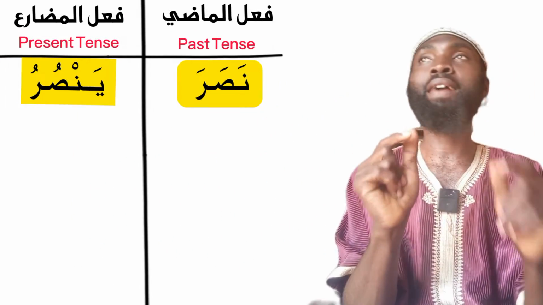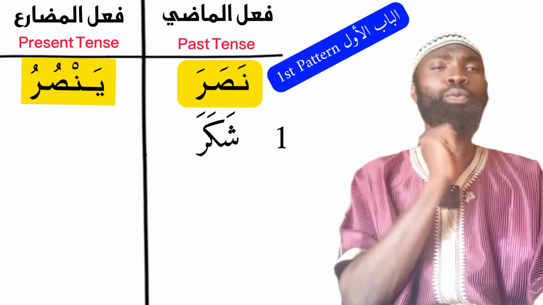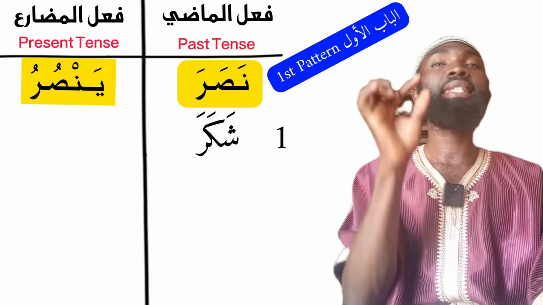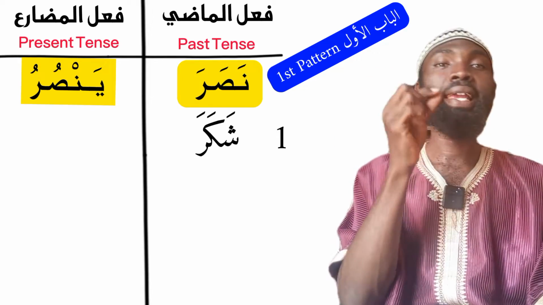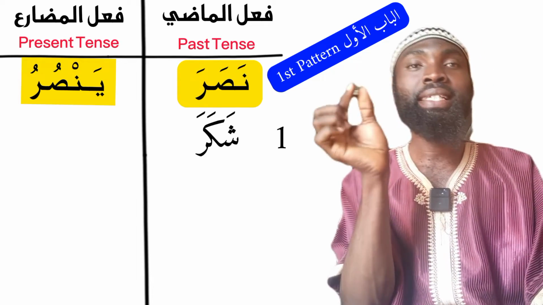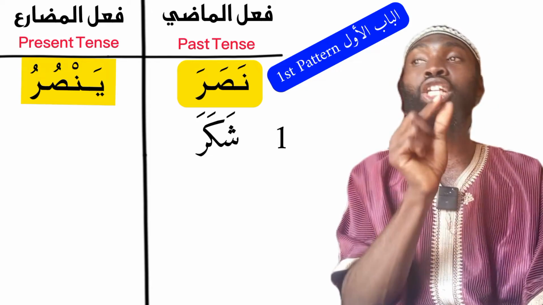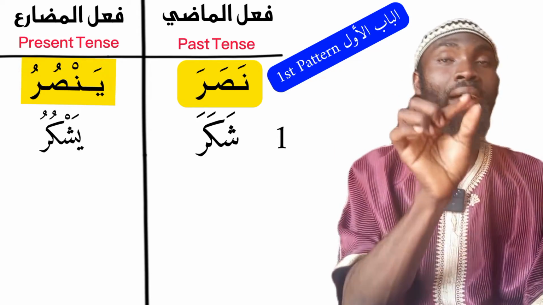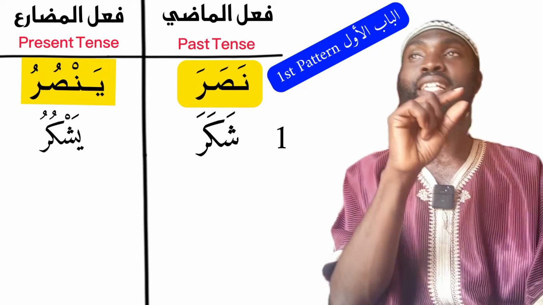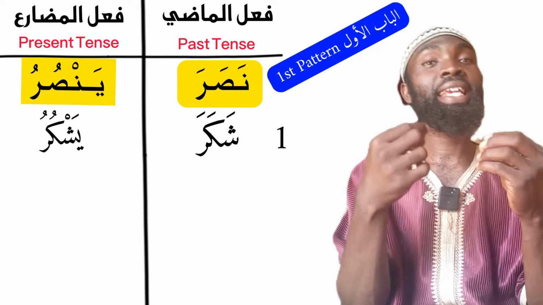So the first verb that falls under this pattern is the verb shakara. Look at it. Nasara means he helped. So shakara means he thanked, he appreciated. In the present tense, Nasara becomes yansuru, so to form shakara in this pattern, it will be yashkuru. You change the second letter kaf to carry dhamma to form yashkuru. Shakara, he thanked. Yashkuru, he is thanking. Shakara, he appreciated. Yashkuru, he is appreciating.